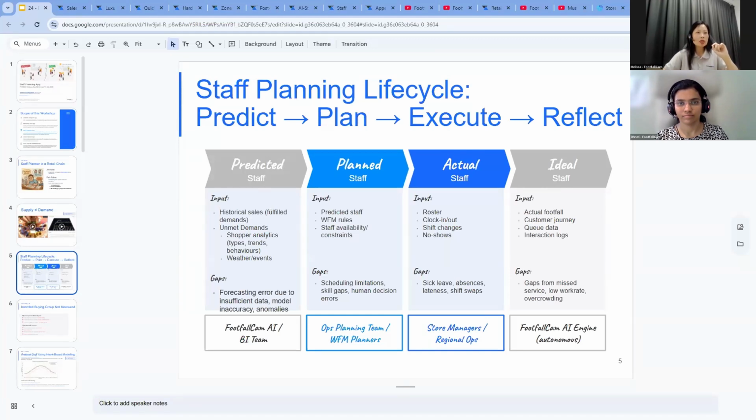Let me explain why. Because sales data only reflects what was successfully transacted, your fulfilled demands. But what about everything else that was missed? The people who came in but couldn't find a staff member, who didn't get served, and they simply walked away. Those are your unmet demands, and they're invisible in your sales number. So if you rely on sales alone to forecast your staffing needs, you're almost flying blind.